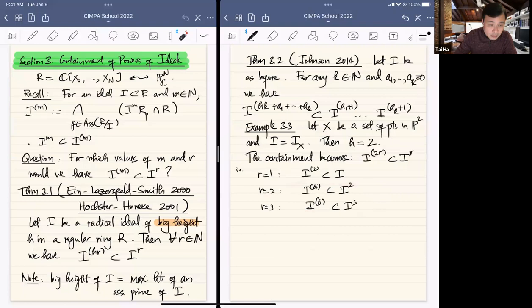After this theorem, of course, a lot of work has been put forth to understand the following natural question. Can we improve this containment?